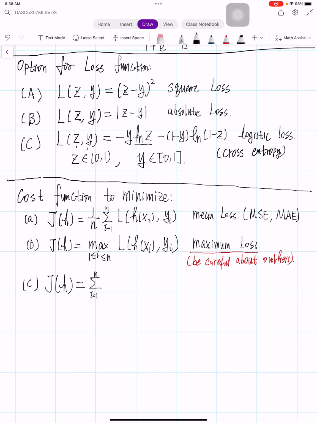For every data point, we give a weight. Here I just use omega i, and then you apply the loss. So this is the weighted sum loss.